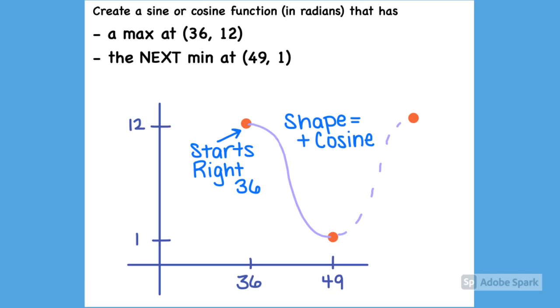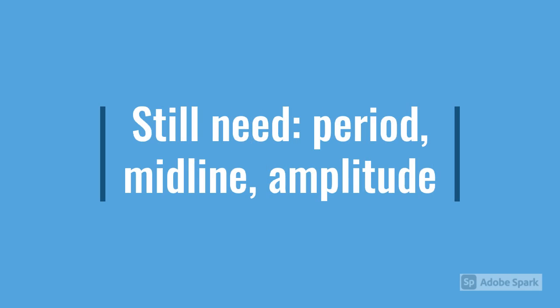Now, from that whole shape, I can see that that's the shape of a positive cosine graph because it starts at a mountain. And also because that first point in the period is at the x value 36, I know that I'm going to need a phase shift right 36. That little picture we drew gave us our phase shift and the type of function and whether it was reflected or not. Now we just need to find the period, midline, and amplitude.